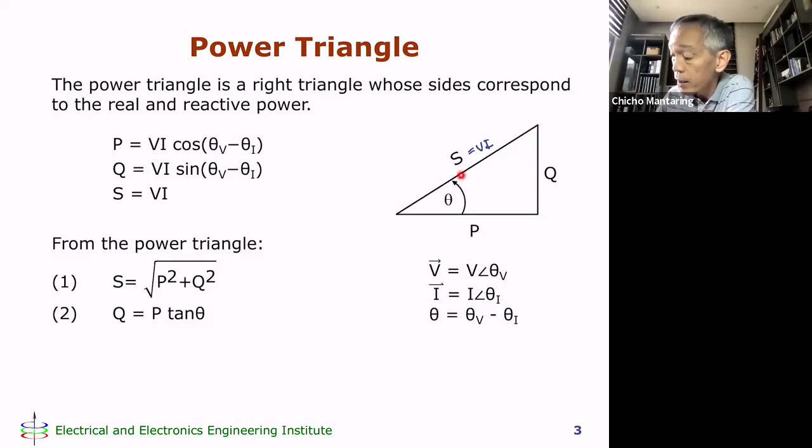So if you know this triangle, you know that S is also the square root of P squared plus Q squared. And you know that Q over P is equal to the tangent of theta. So if you're given any two quantities here, you can compute for the other two. I think I mentioned that in the last lecture.